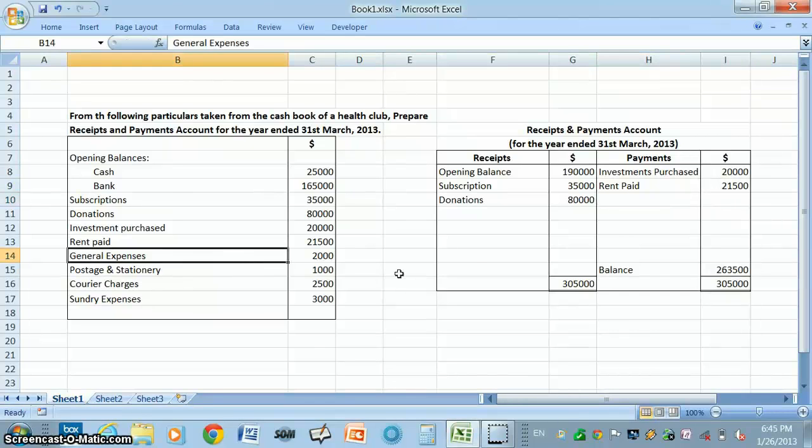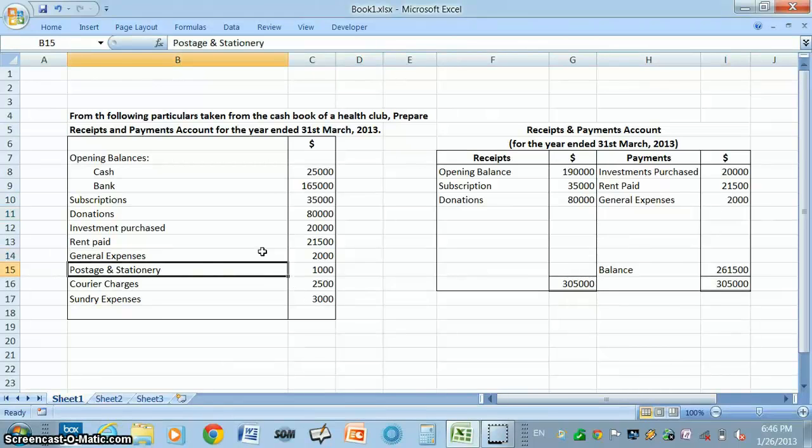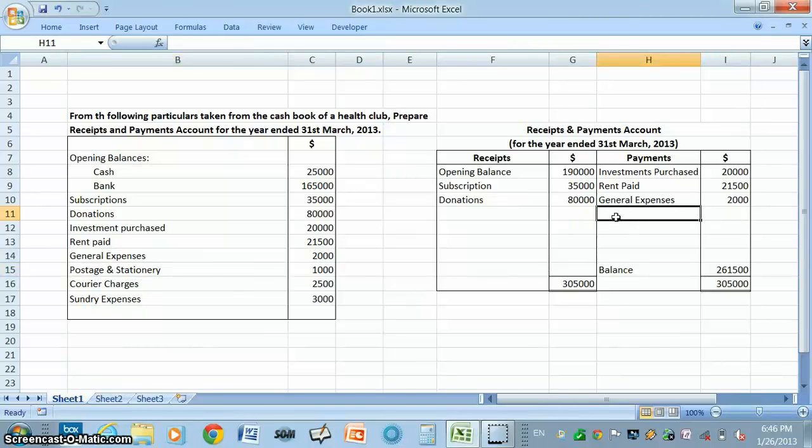After rent, the next item is general expenses. This will also appear on the payment side, and the amount paid is $2,000. After general expenses, the next item is postage and stationery. This is also an item of payments, so it will appear on the payment side. The amount paid towards postage and stationery is $1,000.